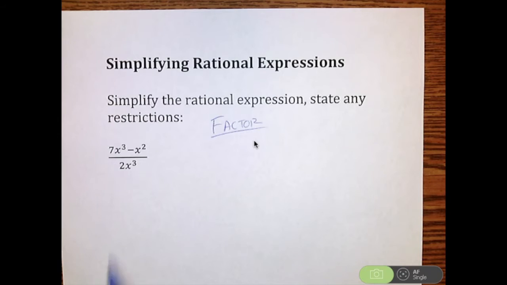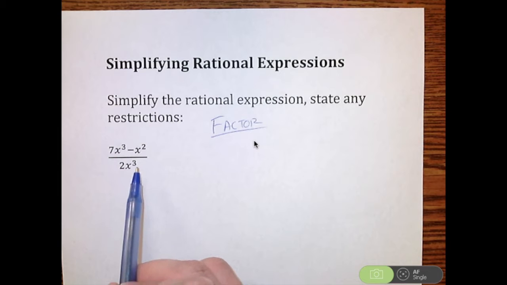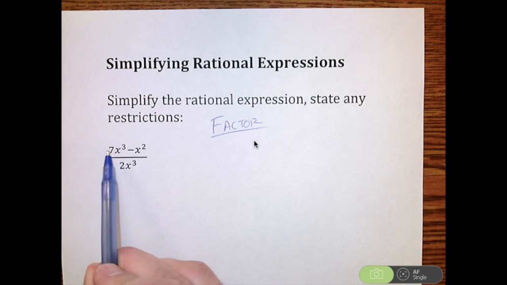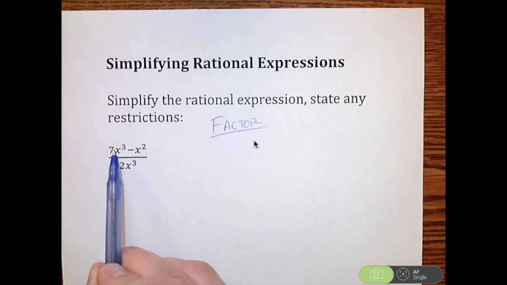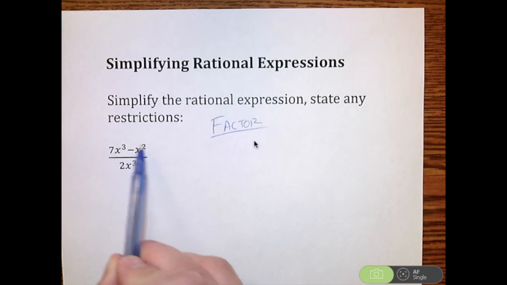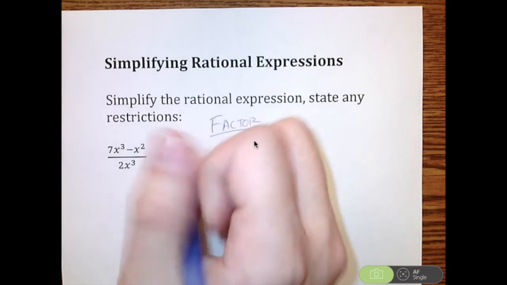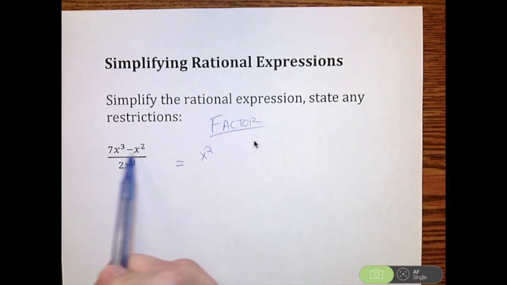So I have this expression. I have 7x cubed minus x squared divided by 2x to the third. First thing I'm going to do is try and factor the top, and then try and factor the bottom. So up top, I'm looking at 7x cubed minus x squared. I'm looking for a GCF, something I could pull out of both of these terms. So I have a 7 over here, a negative 1 over there. Can't really do much with that. I have an x cubed and an x squared. So what I can do is pull an x squared out of both of those pieces.